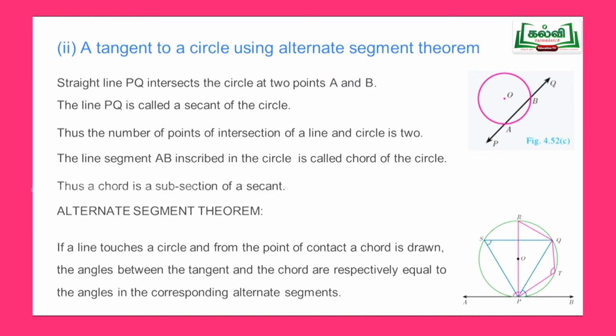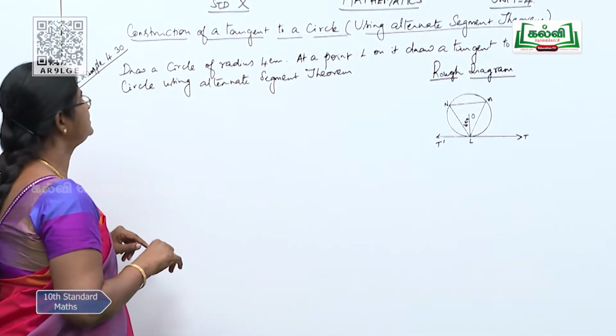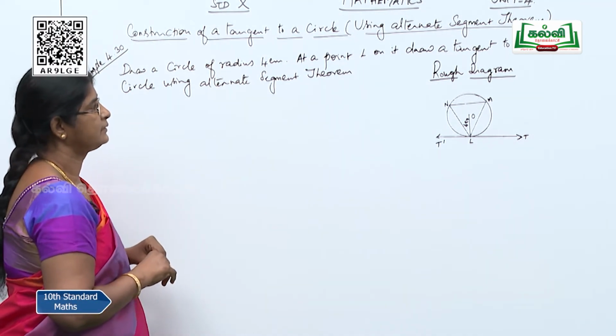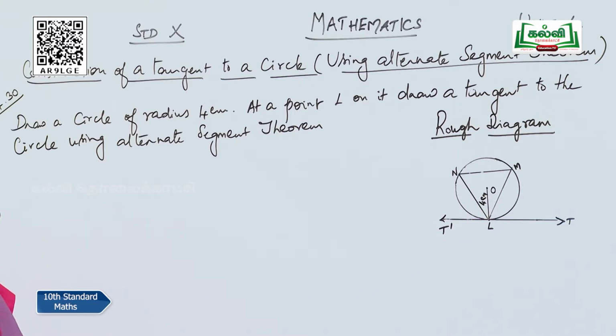The statement I am telling is: if a line touches the circle and from the point of contact a chord is drawn, the angles between the tangent and the chord are respectively equal to the angles in the corresponding alternate segments. Example 4.30: Draw a circle of radius 4 cm. At a point L on it, draw the tangent to the circle using the alternate segment theorem.